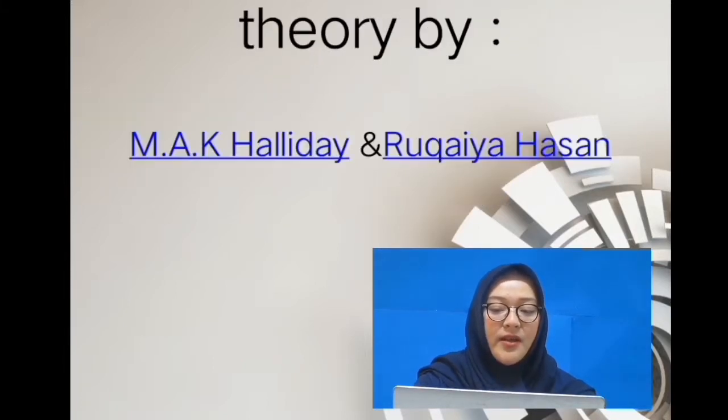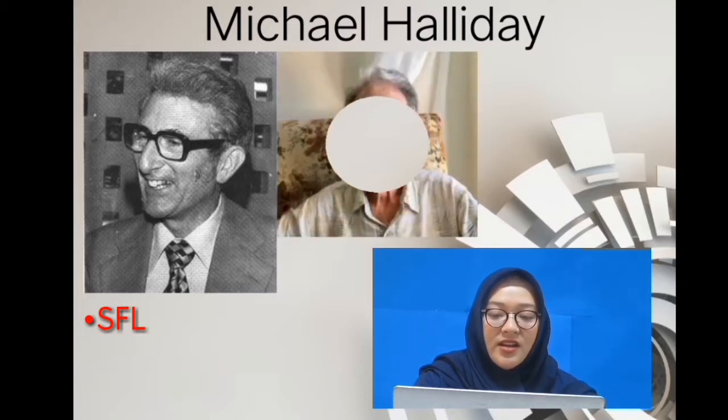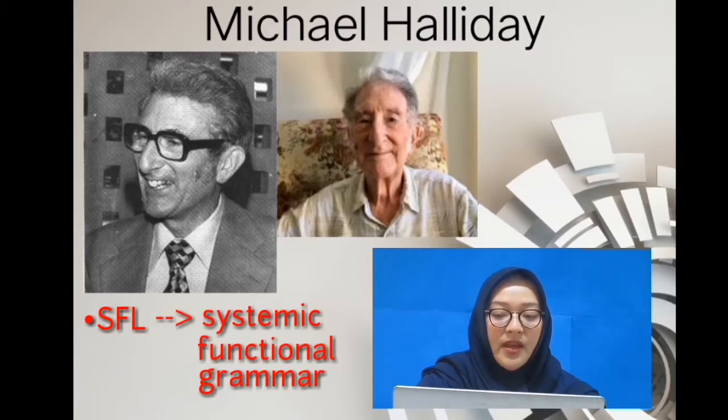Cohesion is a theory by Michael Halliday and Ruqaiya Hasan. Michael Halliday was an English-born linguist who developed the internationally influential systemic functional linguistic model of language. His grammatical descriptions go by the name of systemic functional grammar.